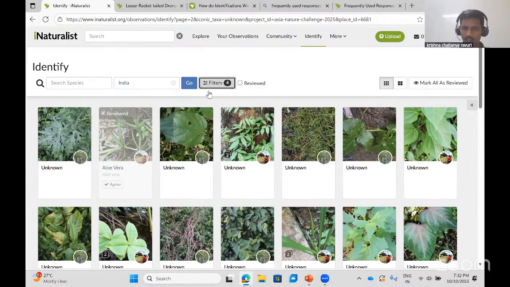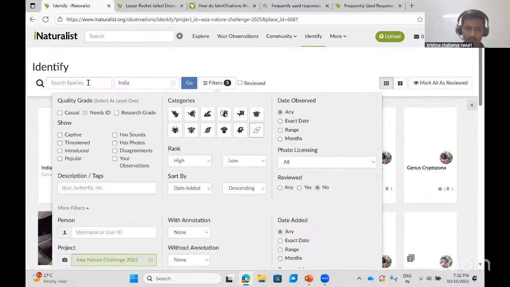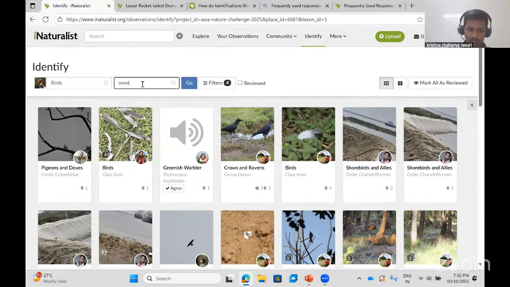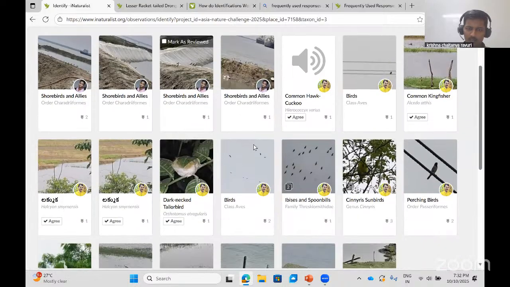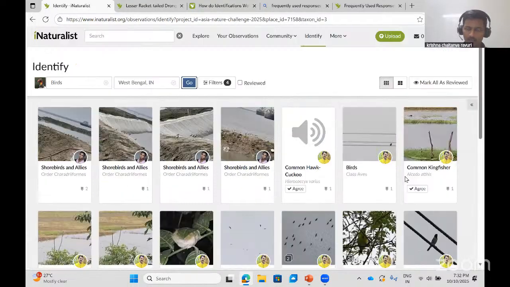Yeah, so this is just one of the filters. And instead, if somebody likes birds, they can filter for birds. And again, a specific region, it could be say West Bengal. And yeah, so there are lots of bird observations here.